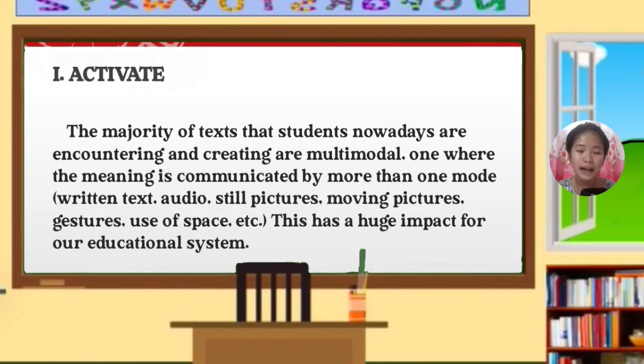First is activate. So, what is activate? Activate: the majority of the text that students nowadays are encountering and creating are multimodal. Multimodal text is, for example, printed, or you print the pictures, then you show it in your class.